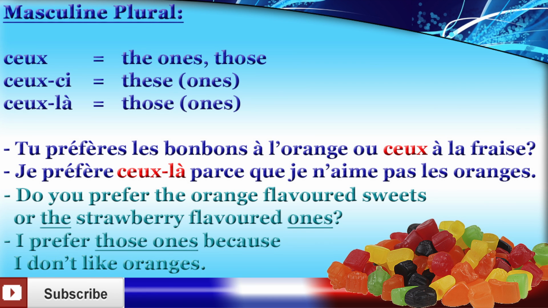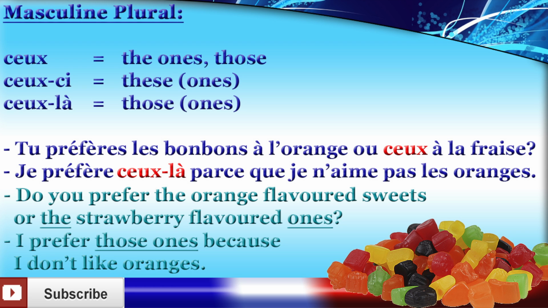If the noun the demonstrative pronoun is replacing is masculine and plural, you need to use ceux to mean the ones or those when it means the ones, ceux-ci to say these ones or these when it means these ones, and ceux-là to say those ones or those when it means those ones.